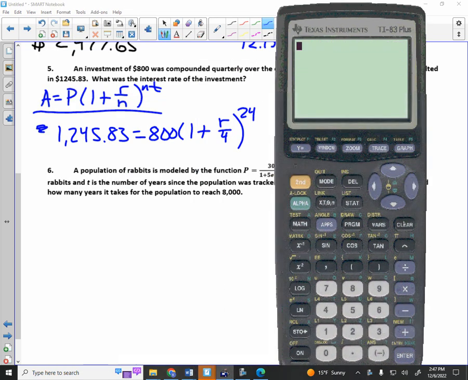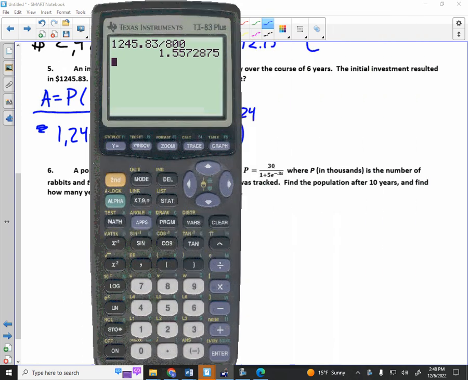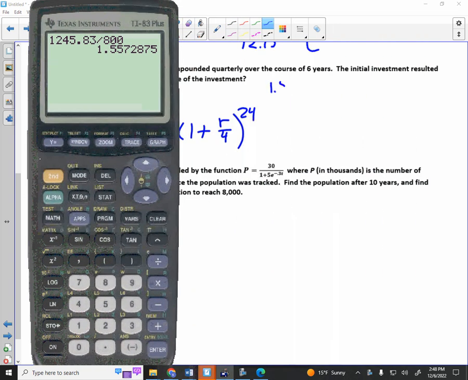Take out my calculator. 1,245.83 divided by 800, and I get 1.55728. 1.55728 is equal to 1 plus r over 4 raised to the 24th power. So, what do I get rid of? Do I get rid of the 1, the 4, or the 24? What do I have to get rid of now? Got to get rid of the 24.